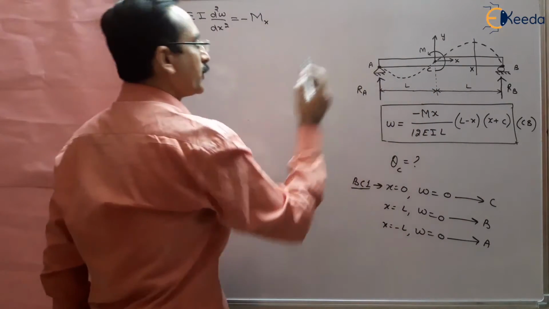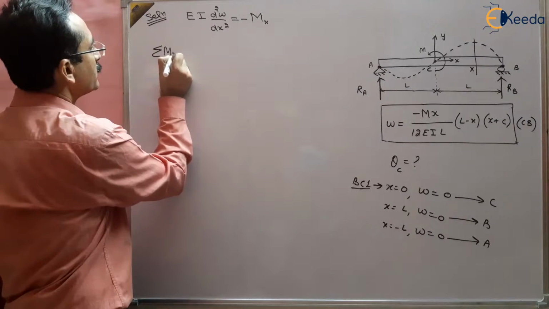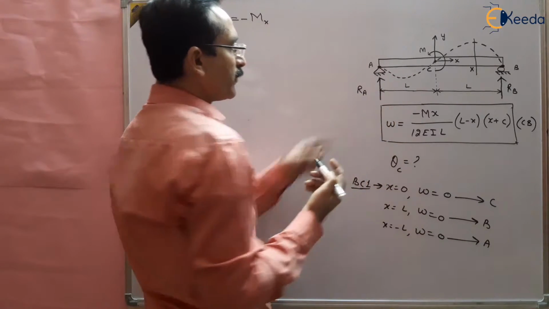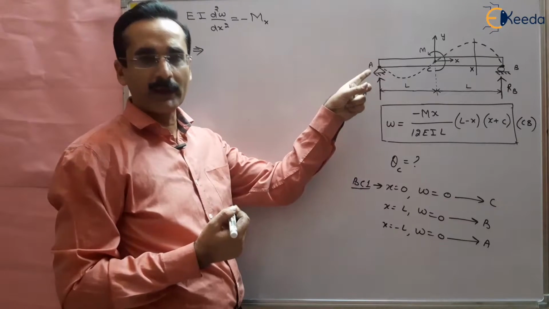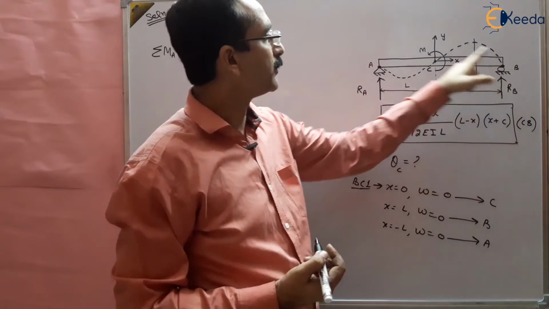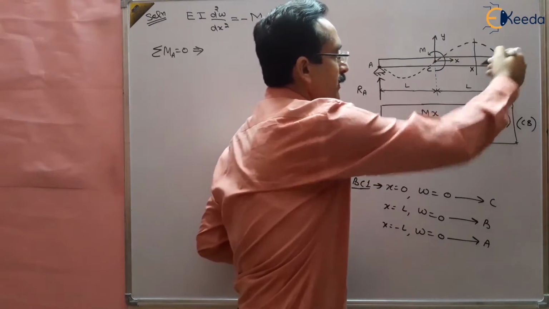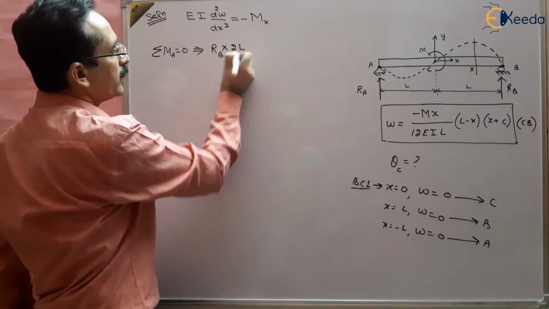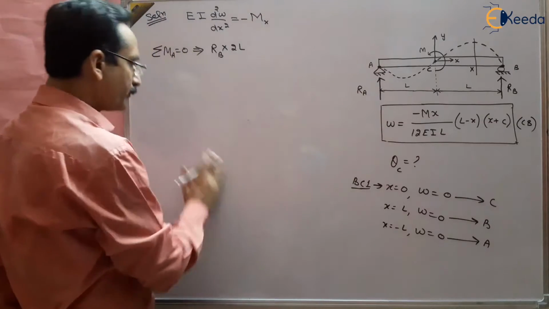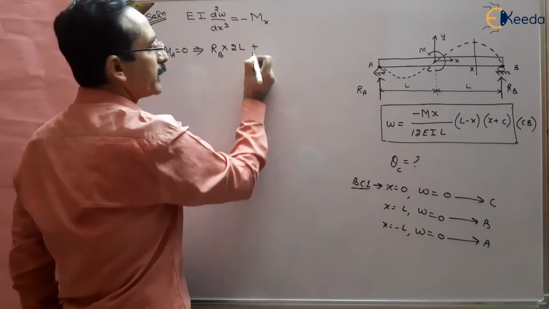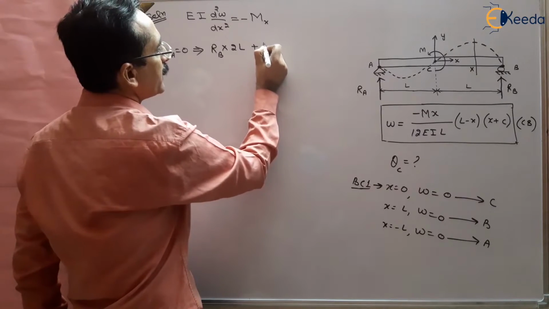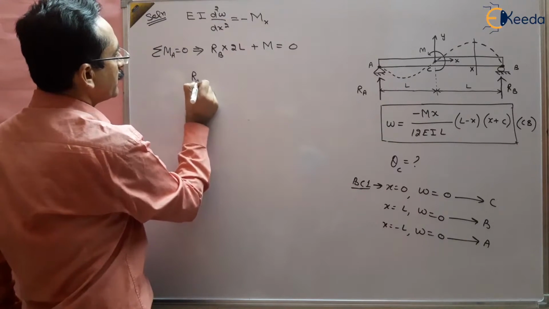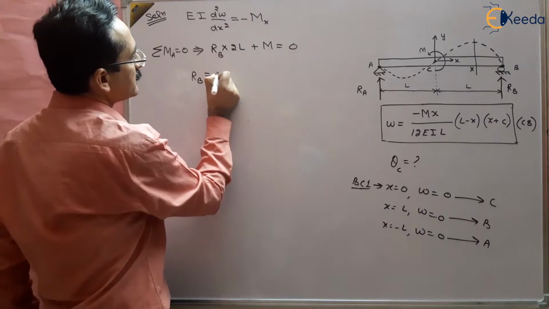So you can take the moment about A, and that should be equal to 0 for static equilibrium. So the moment of RA about A is 0 because RA passes through A only. The moment of RB and the moment M are both anti-clockwise, and anti-clockwise can be taken as positive. So the moment of RB will be RB into 2L, because the total length is 2L, and the moment of M is M because it is itself a moment, and that should be equal to 0. So RB will be equal to minus M by 2L.